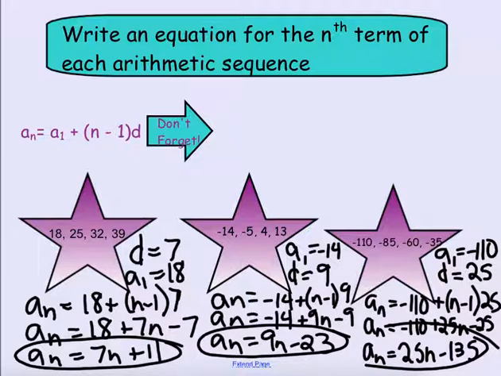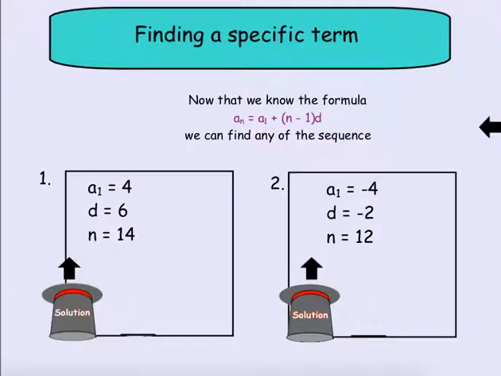Okay? So taking a sequence, turning it into a formula is a really important skill to have. So we can find any value of the sequence knowing our formula. So let's take this. A sub 1 is 4, d is 6, find our formula, and then figure out what the value of our 14th term would be. So I'm going to plug it in and say a sub n is 4 plus n minus 1 times 6. And when I distribute out, I get 4 plus 6n minus 6, so I have 6n minus 2 as my answer.